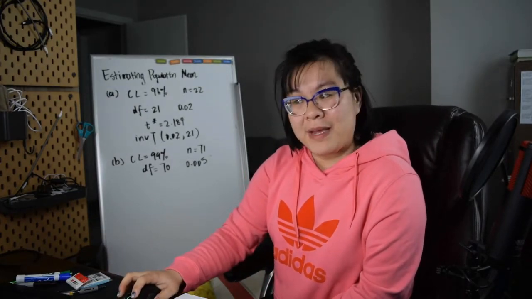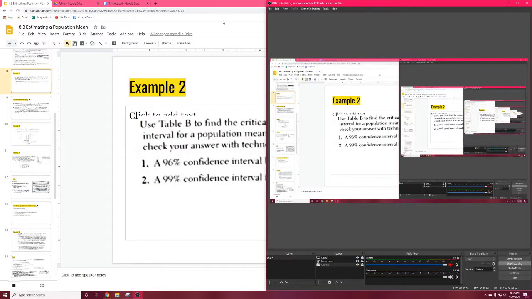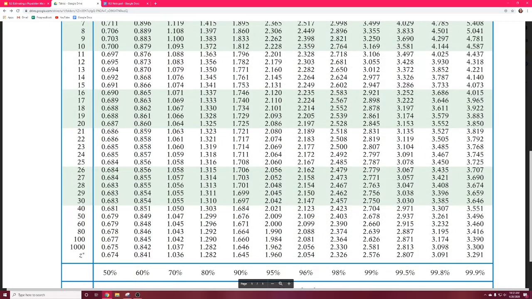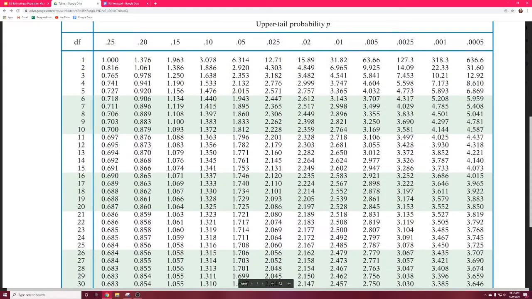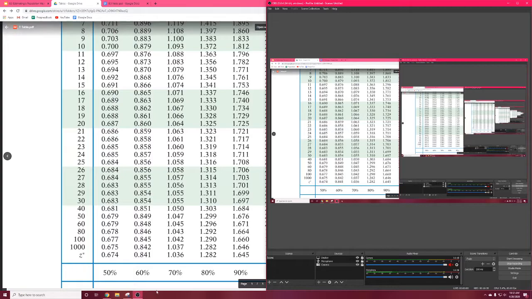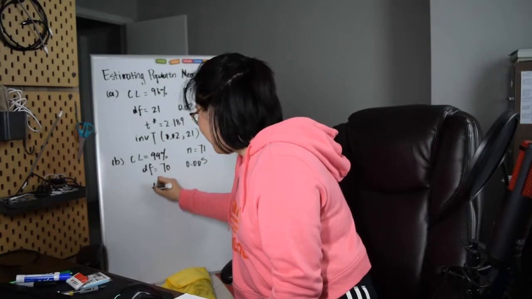So 70 is a pretty big number. I think maybe it will not be in our table. We will check it out. I'm not sure either. So let's look at it here. 0.005 is over here, and we're gonna go down to 70. It's not here. Okay, I'm gonna just stop here. So we're gonna check 60, so t is 2.660. If I make any mistake, please let me know in the comments, okay?